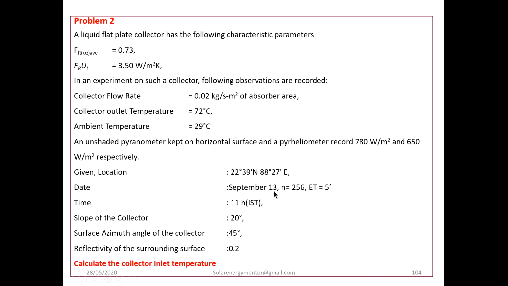Date is September 13. So corresponding to September 13, the day number comes out to be 256 and the equation of time correction is plus 5 minutes. Now the time given is 11 hours Indian Standard Time. So it is a local standard time. We have to convert this into local apparent time. Slope of the collector beta is 20 degrees. Surface azimuth angle of the collector, that is gamma s, is 45 degrees. Reflectivity of the surrounding surface is 0.2. We have to calculate the collector inlet temperature TFI.